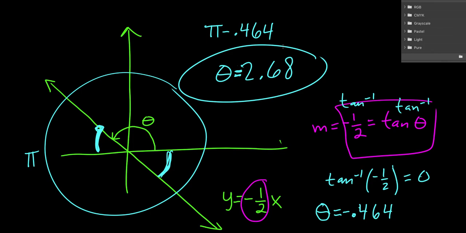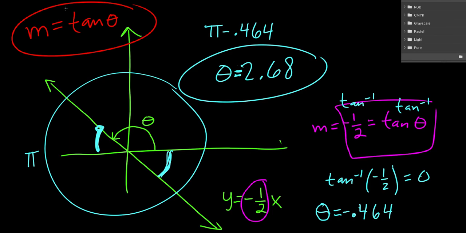And we're good. So really, the main thing you just need to remember is that the slope, or the gradient, is equal to tangent theta, and then just combine it with stuff that we've done on different videos.